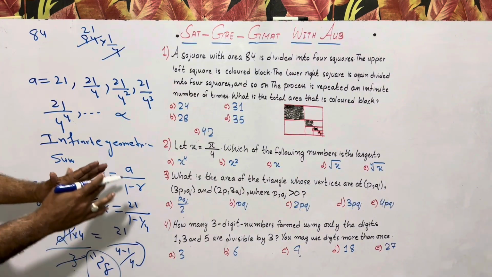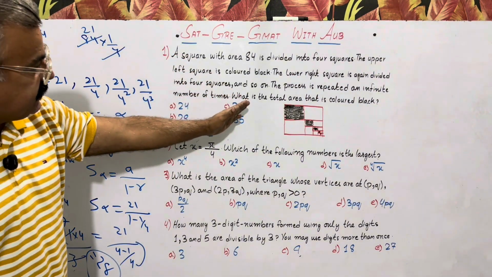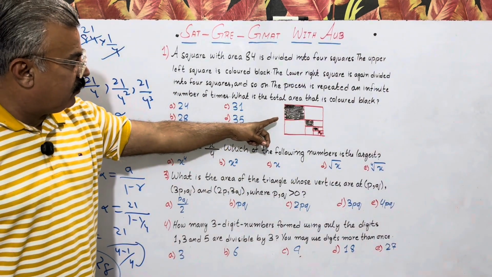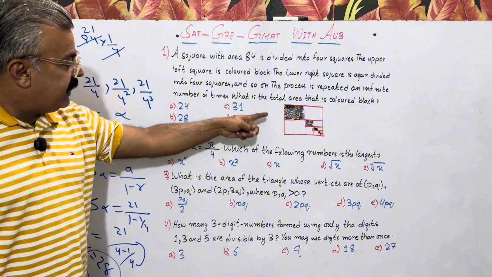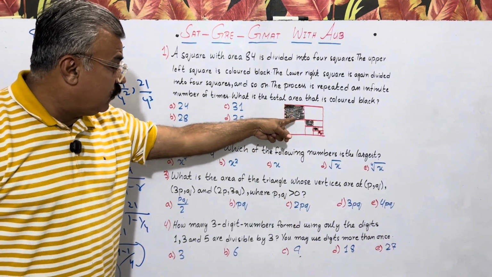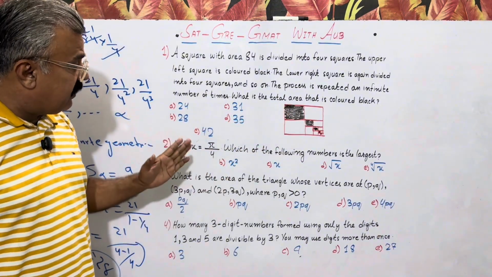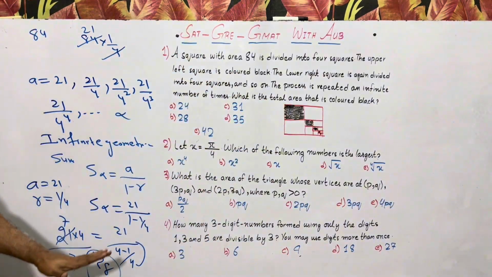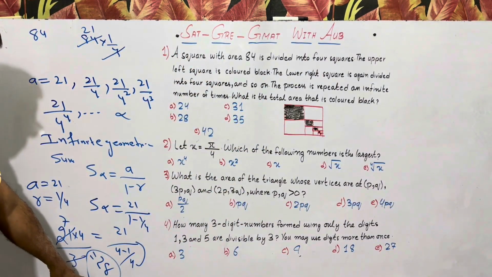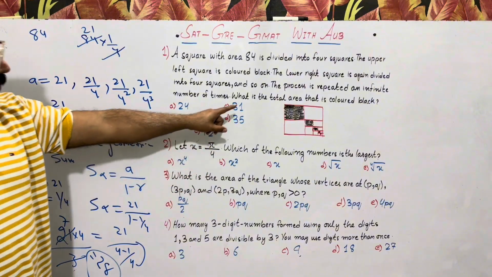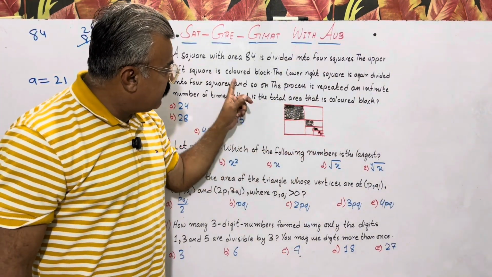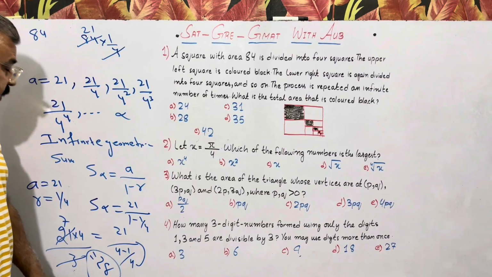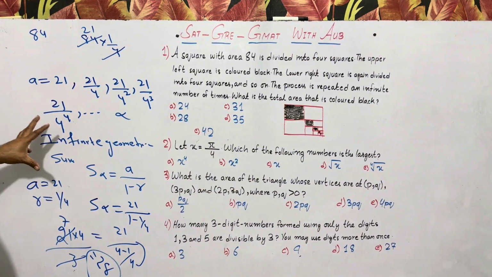28 is our answer. If we continue this pattern, taking a square having area 84, shading its 1/4, again shading 1/4 of 1/4, and so on up to infinite times, that is its sum. The sum of all these shaded squares up to infinite is 28. It is a wonderful application of mathematics.